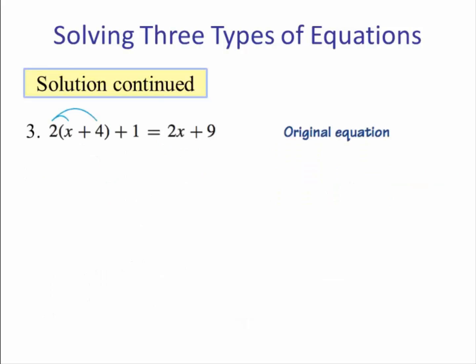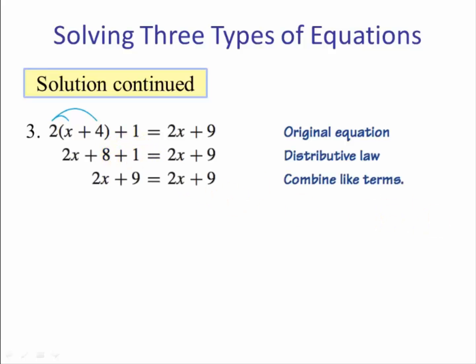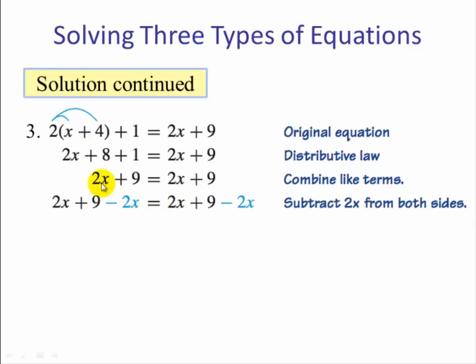Number 3. Our first step is to do the distributive property. We have 2x plus 8 plus 1. Combine like terms. We get 2x plus 9 equals 2x plus 9. If we move the variables to one side of the equation, we see that 2x minus 2x is 0, 2x minus 2x is 0, and we are left with 9 equals 9.